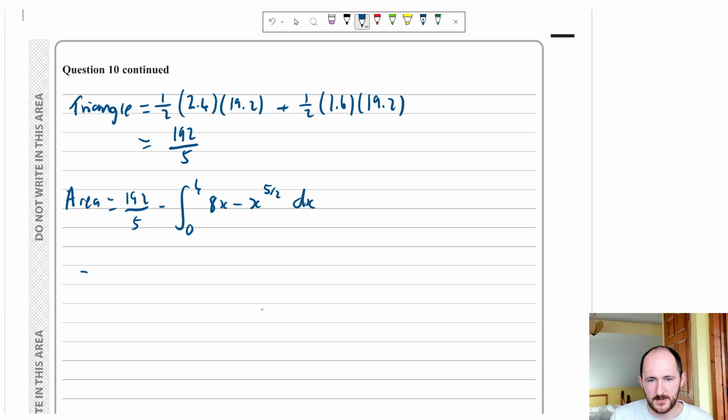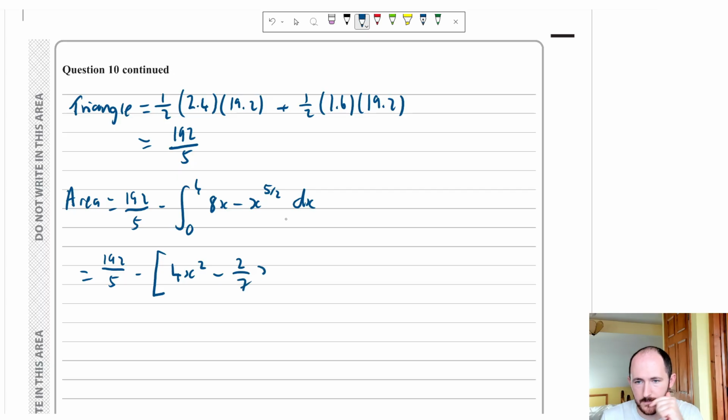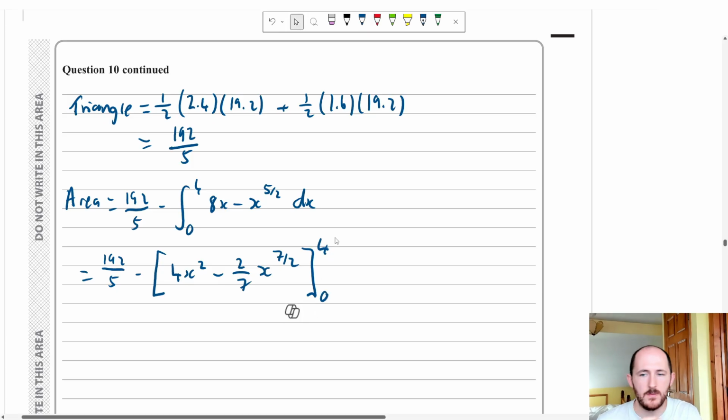So that would be 192 over 5 minus, that would be 8x squared divided by 2, so 4x squared. Add 1 to the power is 7 over 2. Divide by the new power makes it 2 over 7. And because one of the limits is 0, we only actually need to sub in the 4, because if I sub in 0, can you see the whole thing is 0? So let's just sub in 4.